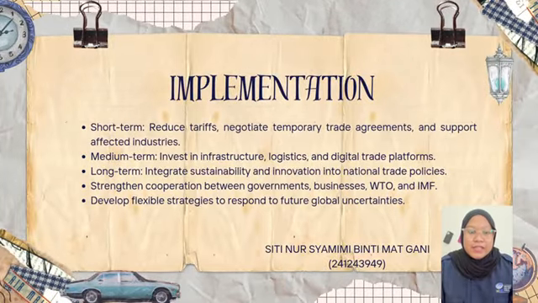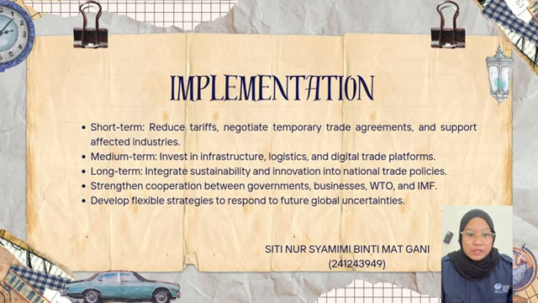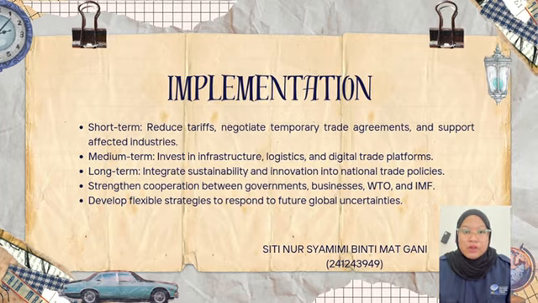The strategy should be implemented in stages. In the short term, governments can reduce tariffs, form temporary trade agreements, and support affected industries. In the medium term, countries should improve infrastructure, logistics, and digital systems to diversify trade. In the long term, sustainability and innovation should be integrated into trade policy. Cooperation between governments, businesses, and organizations like the WTO and International Monetary Fund is crucial for long-term stability.